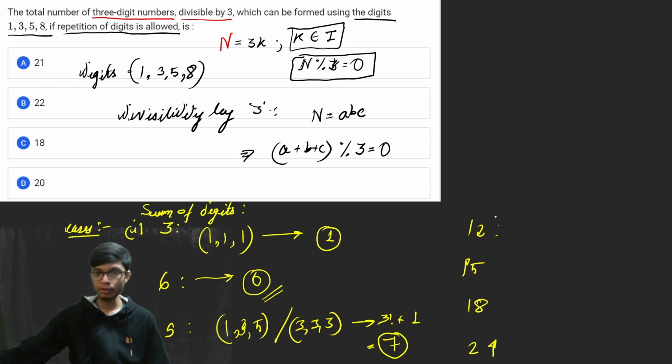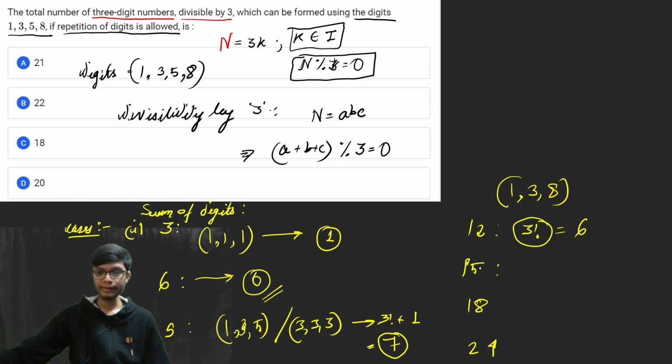Now moving forward, when is the sum of the digits equal to 12? You can form this case using the digits 1, 3 and 8. Using this combination of digits, you get the sum of the digits as 12. So from here you again get 3 factorial cases, which is equal to 6 again.